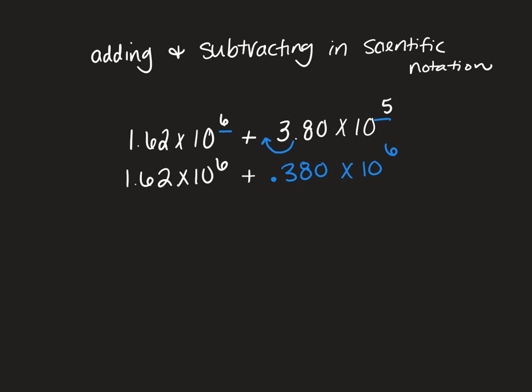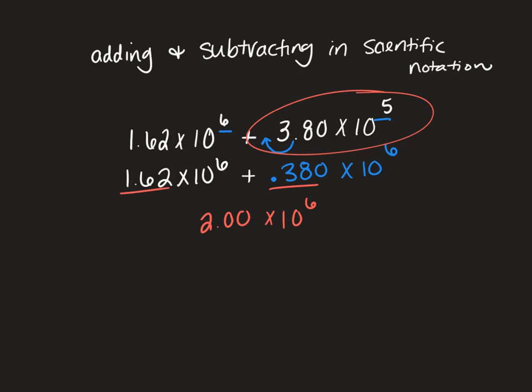Then you just add your numbers together. So we're going to add our 1.62 and our 0.38, and that's going to give us 2.00, and then still times 10 to the 6th. And then after you add, if your decimal is not in the right place, you would just move it like we did here. But if you need to make it a larger one, then you would go to the right. All right, so that works for addition and for subtraction. So you've got to have the same exponent, so move a decimal accordingly, add, and then adjust back if you need to.